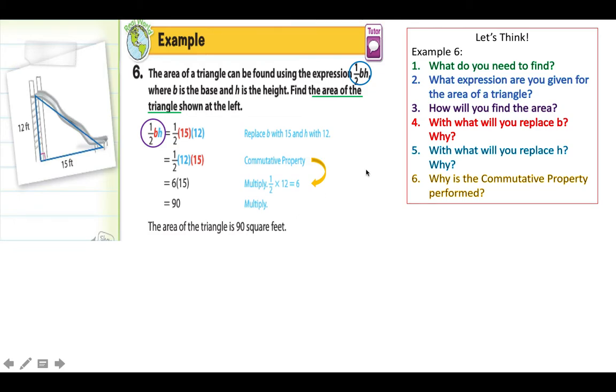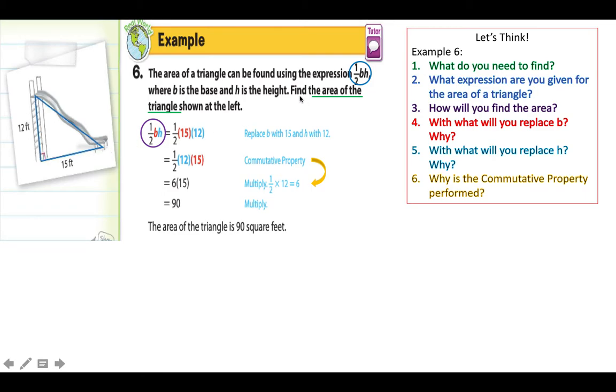Now let's take a look at our real-world example. It says, the area of a triangle can be found using the expression 1/2 times b times h, where b is the base and h is the height. Over here we have our triangle that we're referring to in the problem, where 15 is our base, 12 feet is our height, and if we connect those points, we see the triangle.